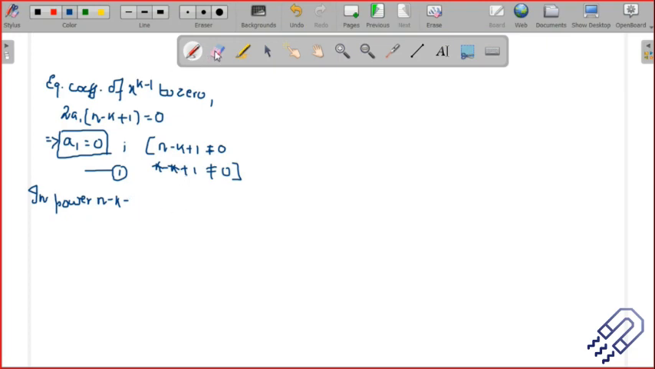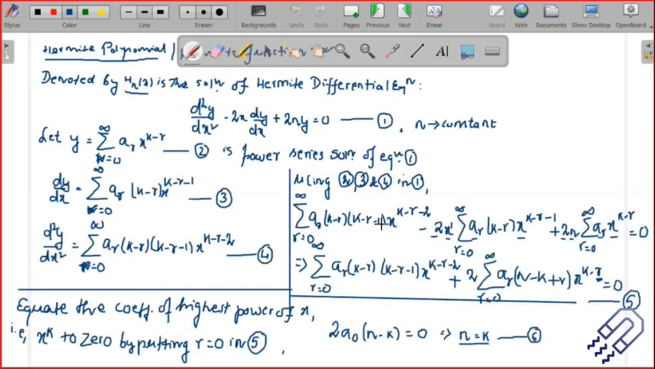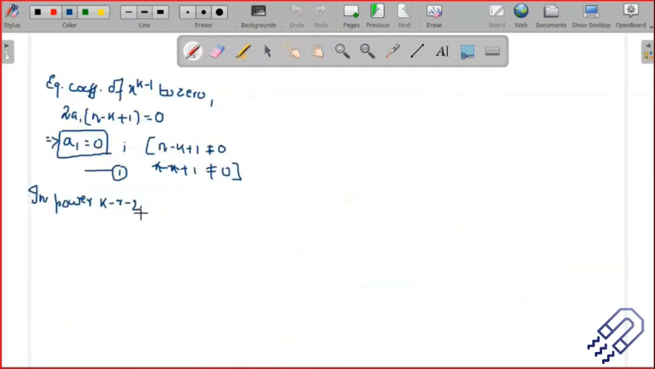Sorry, not n, it is, okay, in power of k minus r minus 2. Where do we get that? This one, k minus r minus 2, okay. This one we can actually make it to be the power of k minus r. You'll soon know why I'm doing this. I want to make it as k minus r, okay.